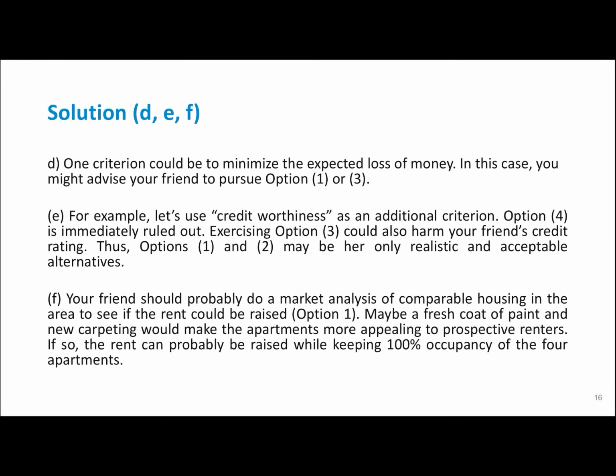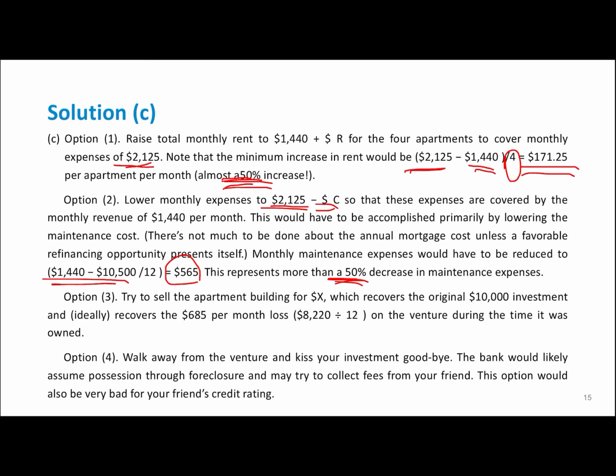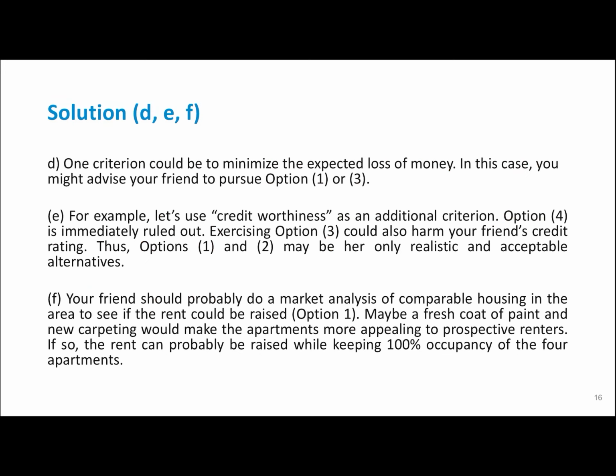So what's next? Actually, D, if you remember the question, select the criteria for discriminating among alternatives. So you try to select the criteria. One criterion could be to minimize the expected loss of money. In that case you might advise your friend to pursue 1 or 3. She just tries to sell it. She loses a large amount of money, but she tries to sell it, or increase the rent, but she cannot compensate in maintenance.